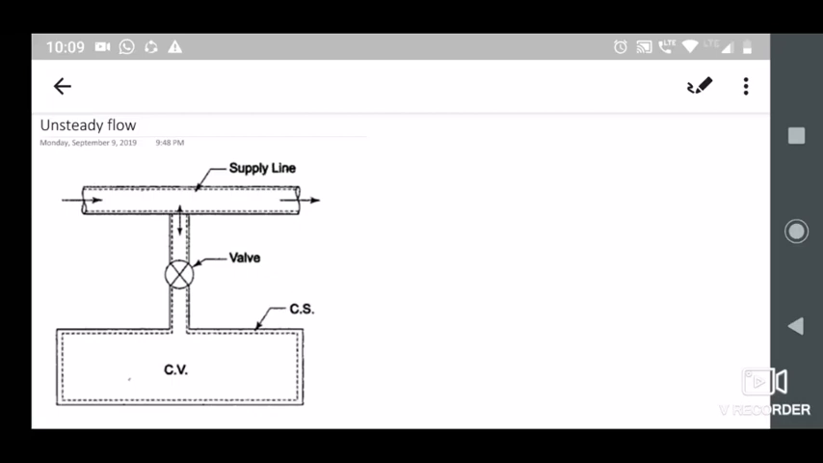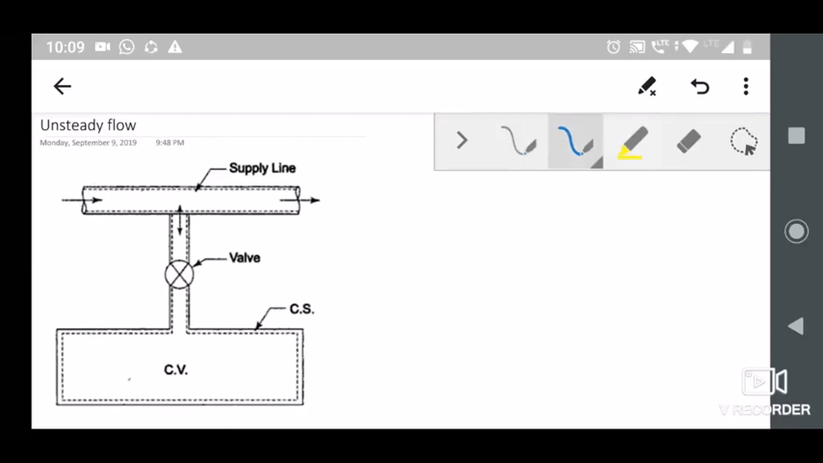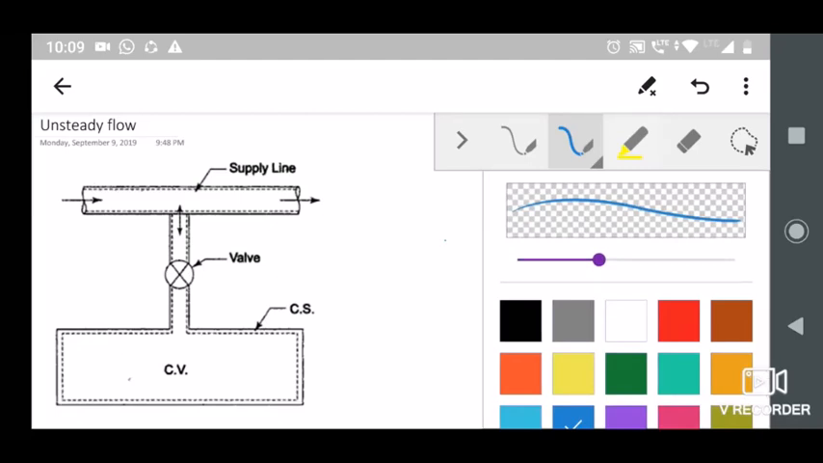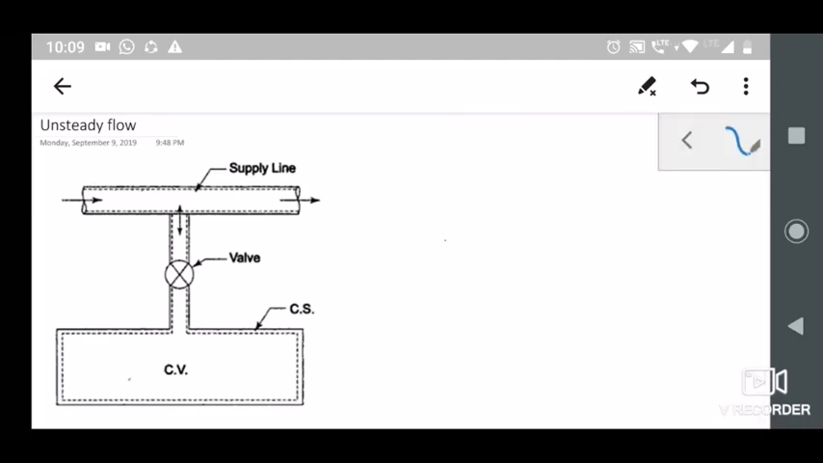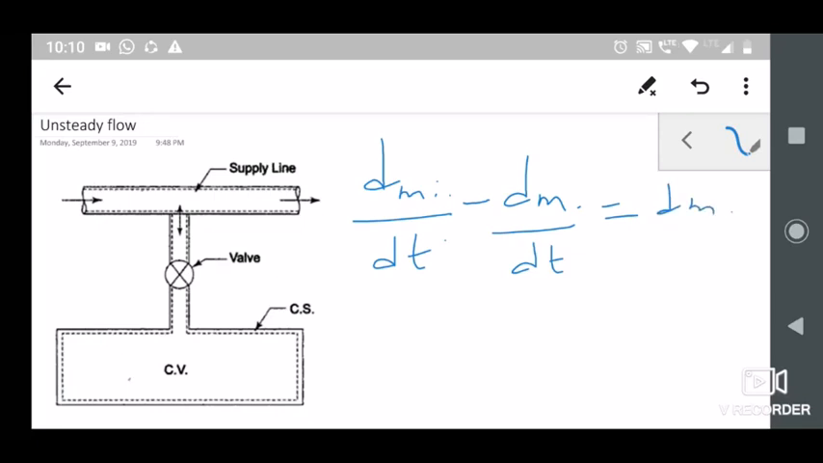unsteady flow case. As you know, for the case of steady flow, dm_in by dt minus dm_out by dt is equal to dm_cv by dt, and this is 0 for steady flow, because whatever mass is entering in will be equal to the mass going out. There is no accumulation which is going to take place in case of steady flow.